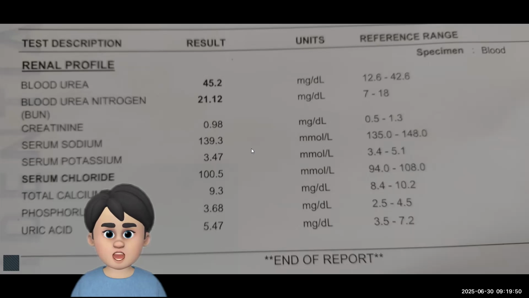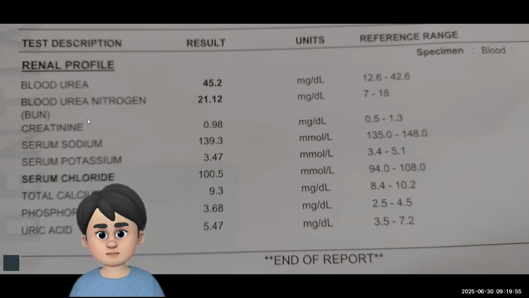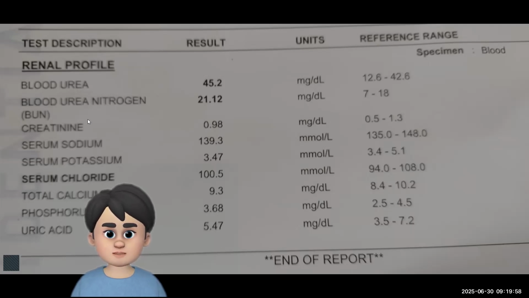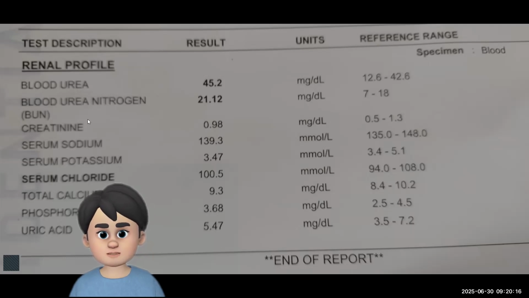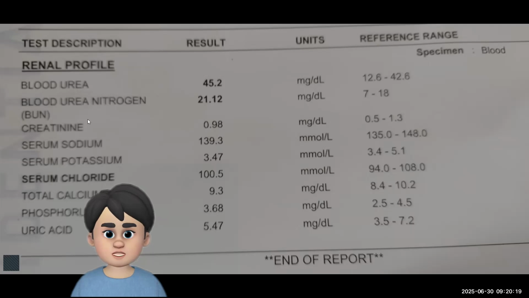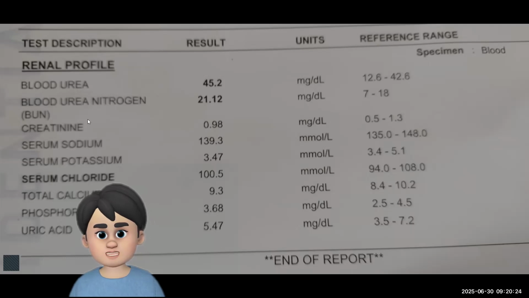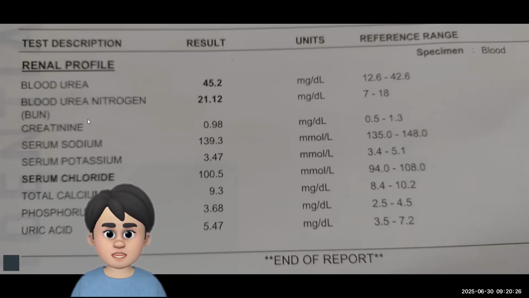Because the important thing is the creatinine. Creatinine is in the normal range, which means a balanced fluid and electrolyte result. So therefore, you don't have to worry much about that. Creatinine being normal means good filtering.